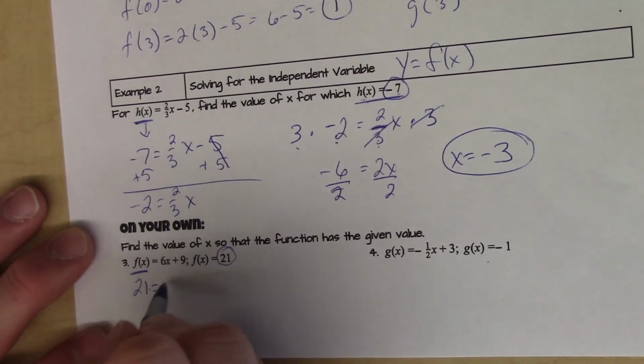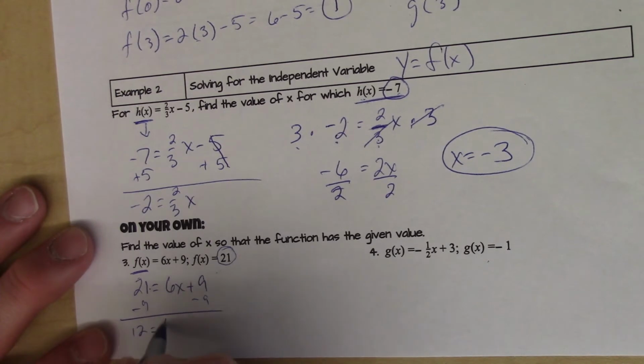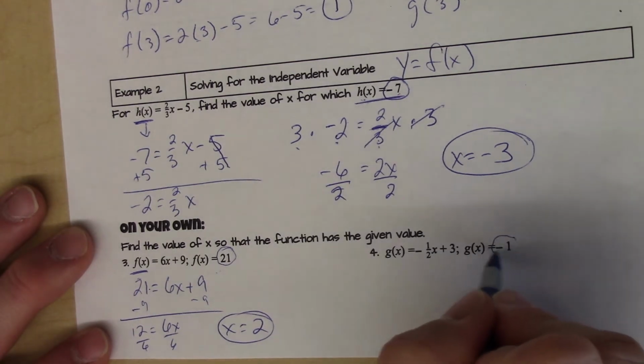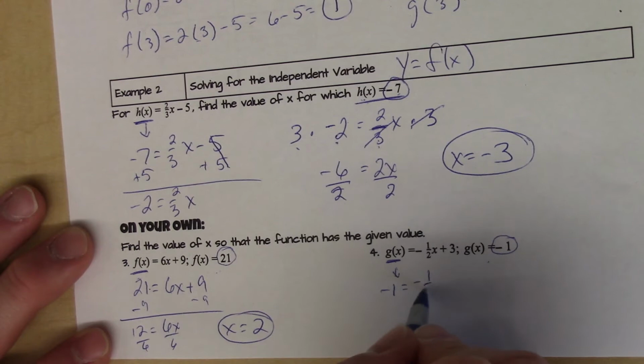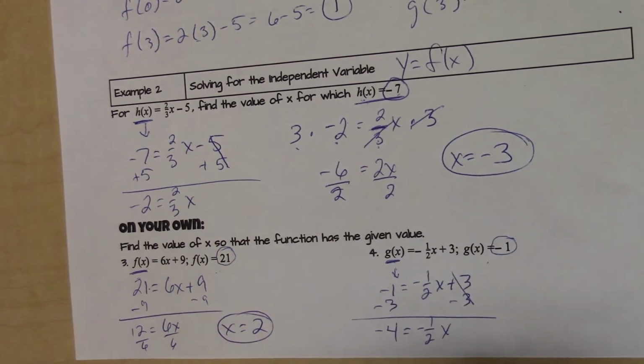All right, so 21 gets plugged in there. Again, this is stuff you guys have been doing all year. You just minus 9 from both sides, 12 equals 6x, and divide by the number next to the variable to get x equals 2. Simple as that. Again, you're plugging this in right here, so that becomes negative 1 equals negative 1/2 x plus 3. Again, look for the x, do the opposite of what's being attached to it. Add or subtract it, I get negative 4 equals negative 1/2 x.